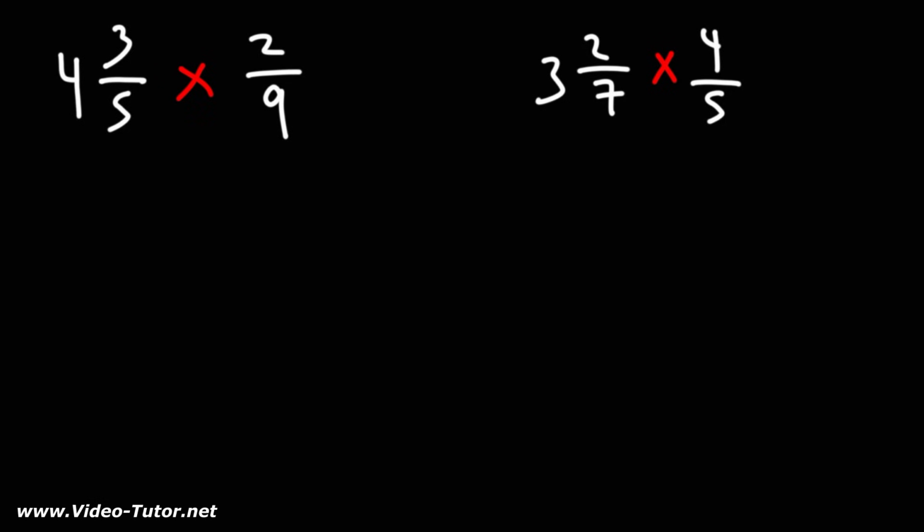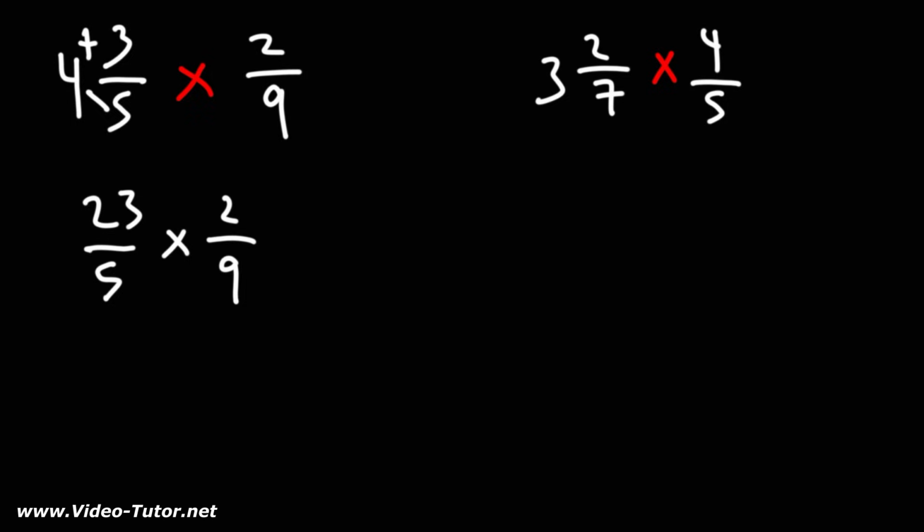In this video, we're going to talk about how to multiply mixed numbers with fractions. So let's begin. First, you want to convert the mixed number to a fraction. We could do that by rewriting the denominator 5. Next, we'll multiply the whole number by the denominator and add the numerator. 4 times 5 is 20, plus 3, that's 23. So we're going to multiply 23 over 5 by 2 over 9.